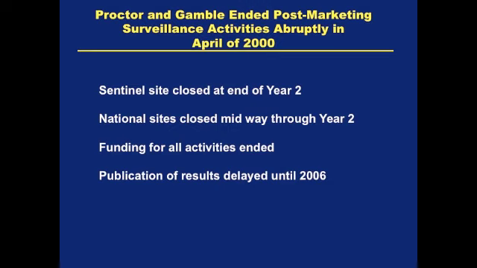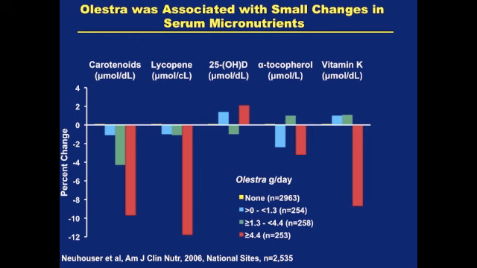They closed. So the Sentinel site was closed at the end of year 2, so we had 2 years of follow-up data. The national sites closed midway through the 2nd year. All the funding ended, and it's 2000. Really, nobody cared anymore. People were eating the food, so nobody cared about its outcome. And we never got around to publishing this stuff until 2006, when finally I got a postdoc interested in working it up.